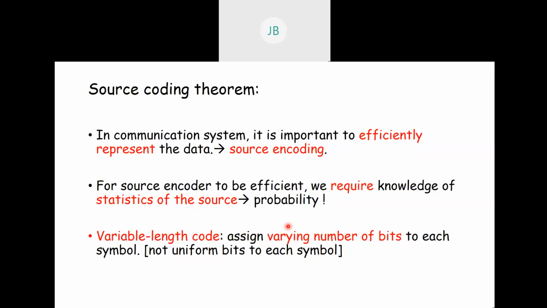Instead, we may do it in a different way. For example, A is represented by just one bit, B is represented by two bits, and so on. In a different way, maybe C is represented by three bits and D again by one bit, and so on. So that is called variable length coding. I think we have seen some of the variable length coding schemes. In variable length coding, the main idea is that the symbols are not represented by the same number of bits.